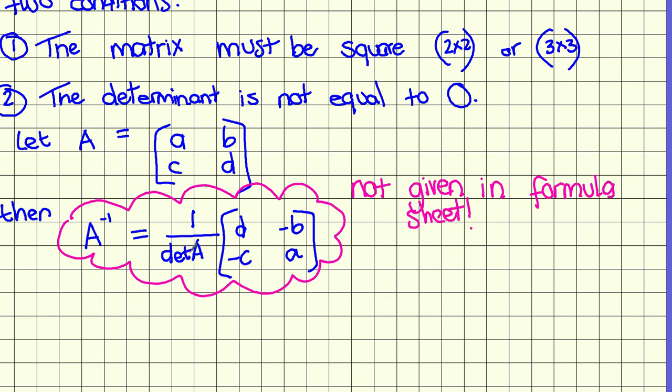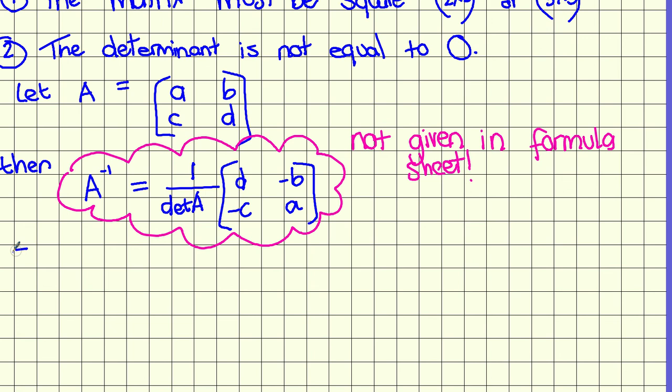So 1 over your determinant, hence why your determinant cannot be 0, because you can't get a 0 in the bottom of a fraction. Your first diagonal swaps places, and then your second diagonal just changes sign. Alright, so I'll show you one example.